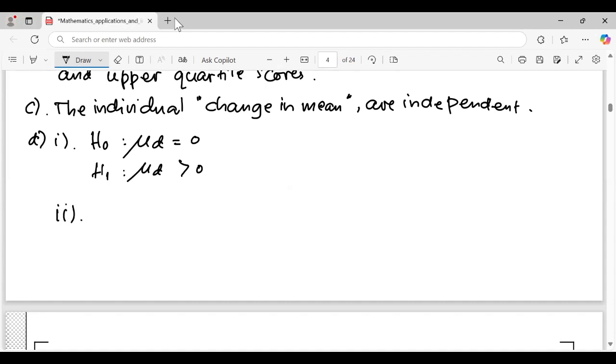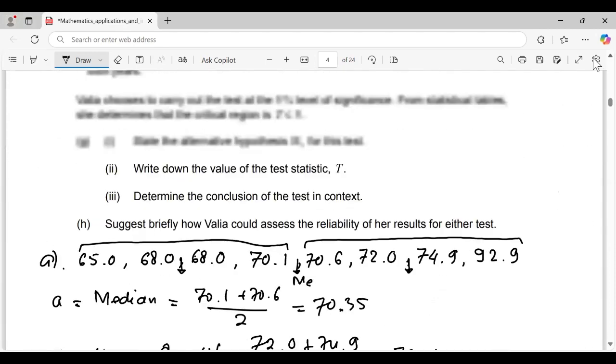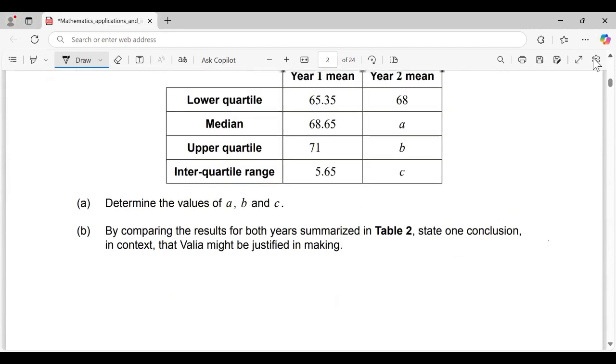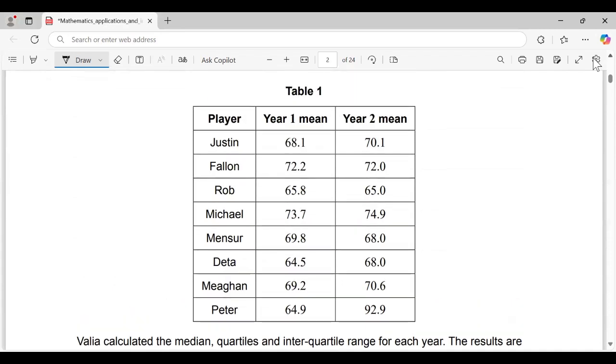Second, I mean the second step. This is part 1, the first step. Okay, and the second step, we're going to find the p-value. To find the p-value, first we need to find the differences on this table, table 1.